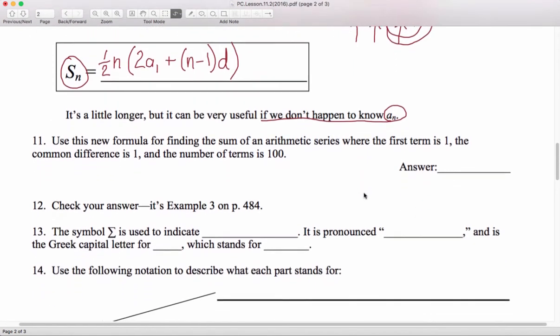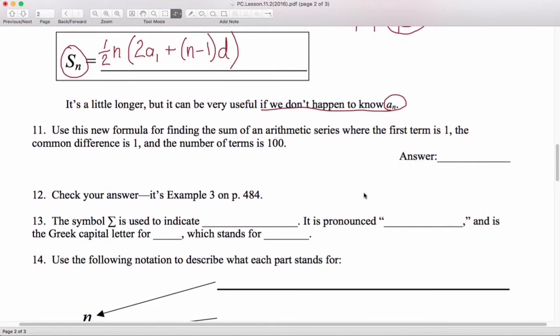So it's a more complicated formula, but that's of course because we have less information. So let's take this formula and use it in a problem. Let's say there's a sum, and it's an arithmetic series. We know the first term, we know the difference, and we know there are 100 terms. 100 then would be our n.